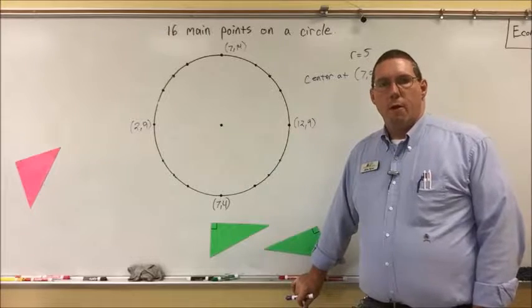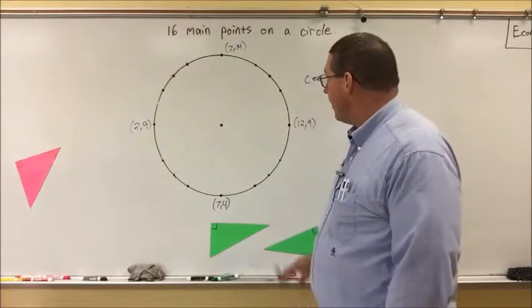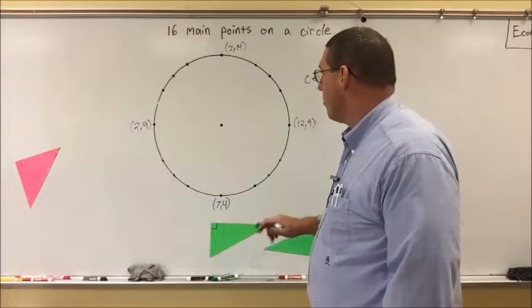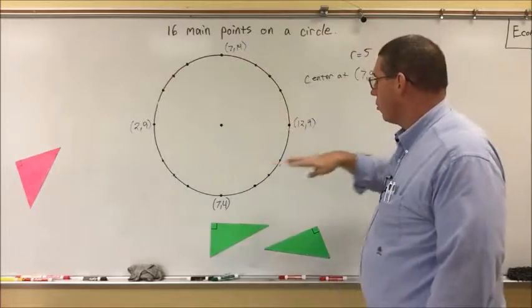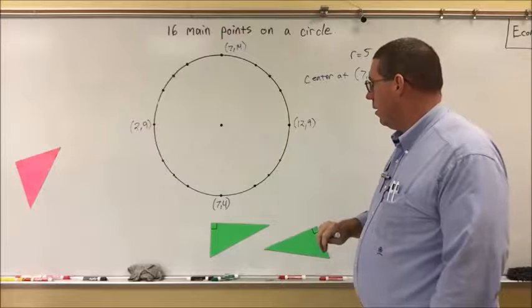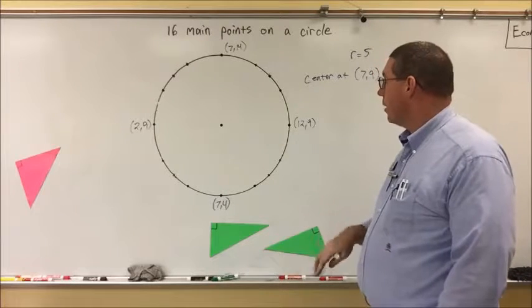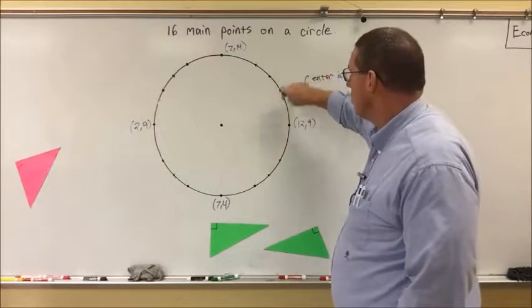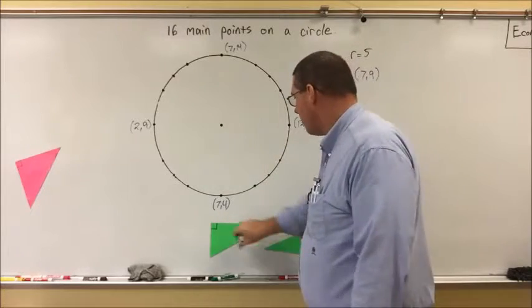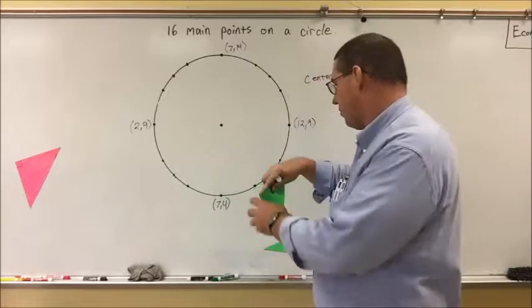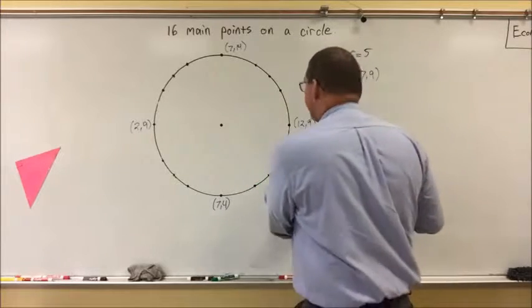All right, folks, we have learned so far how to identify 12 of the 16 main points on a circle on the coordinate plane. And so now we're going to move on to the last 4 points, which I call the points that are at a 60-degree reference angle to the center. Let me show you what I mean by that.